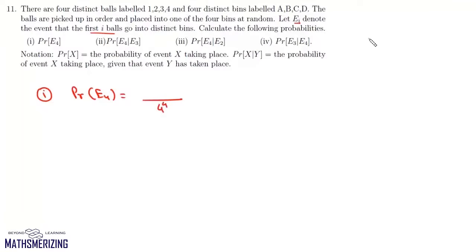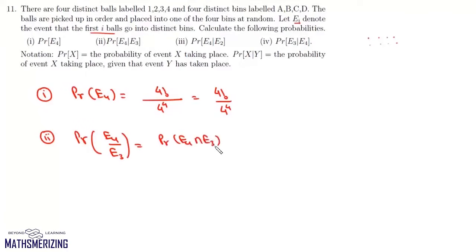And now if all the 4 balls go into different bins, then we just have to arrange these 4 balls in 4 places, and it can be done in simply factorial 4 ways. So this probability will be simply factorial 4 upon 4 to the power 4. Now the second one is this conditional probability. We have to find the probability of E4 when it is given that E3 has already occurred. So it will be probability of E4 intersection E3 upon probability of E3.